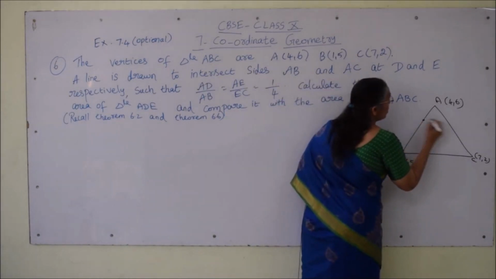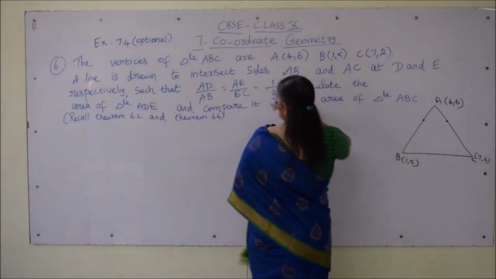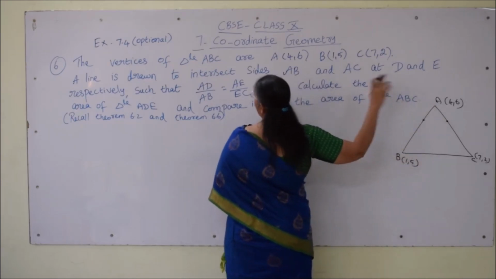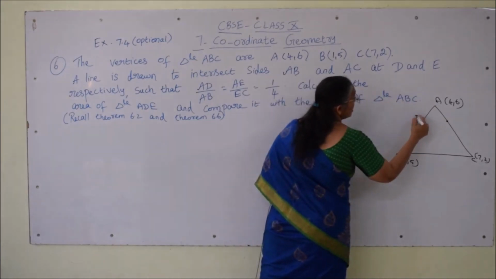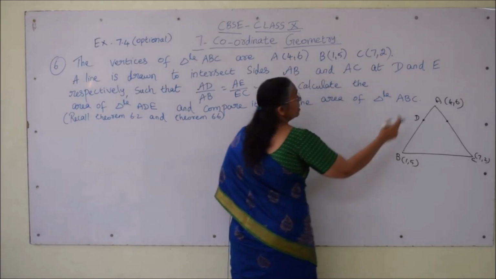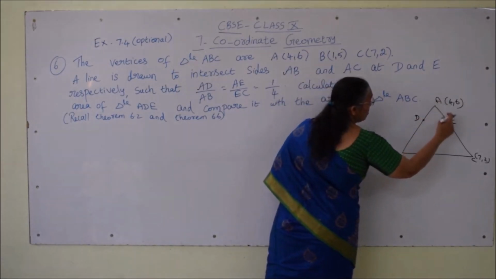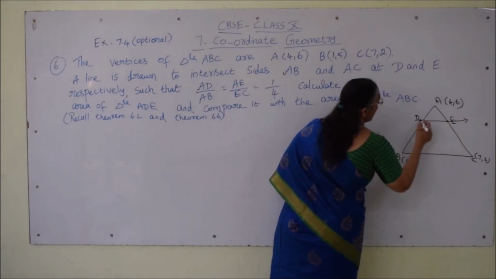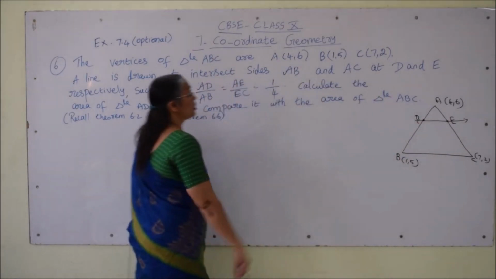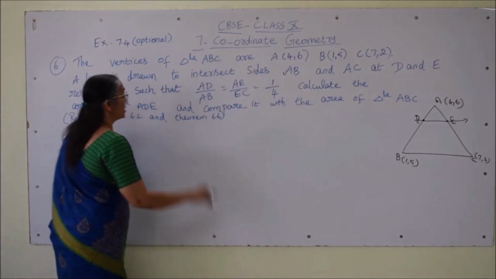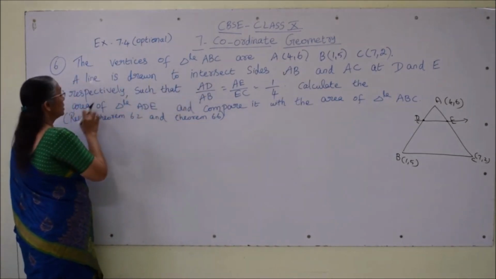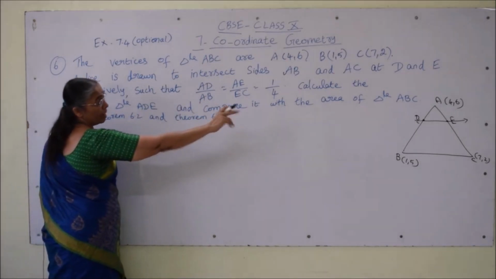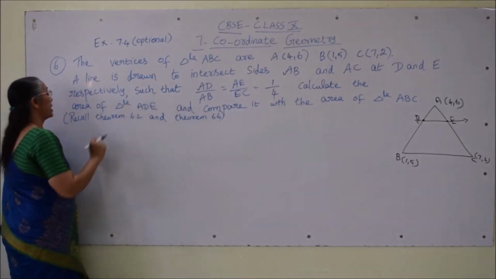So, a line is drawn to intersect the sides AB and AC at D and E such that AD by AB is equal to AE by AC is equal to 1 by 4. So, it is nothing but 1/4. So, the line will be like this and now it is given: calculate the area of triangle ADE and compare it with the area of triangle ABC.